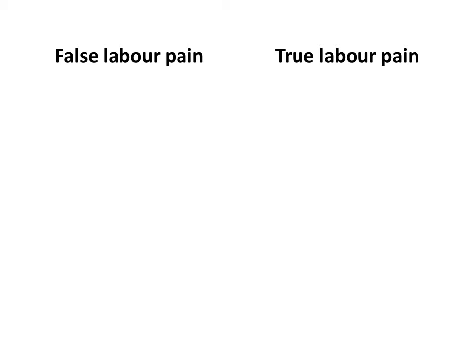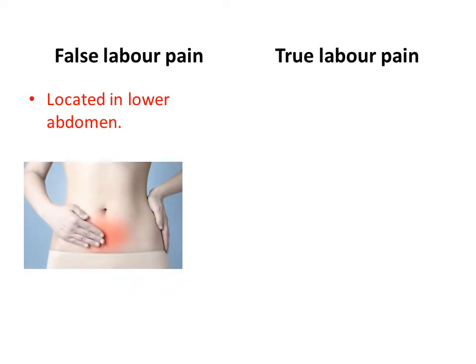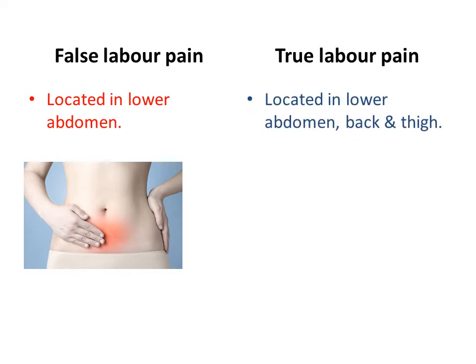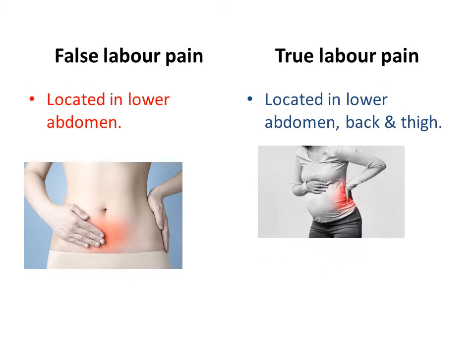Next we'll see where the pain is located. In false labor pain, the pain is felt only in the lower abdomen. In true labor pain, the pain is also located in the lower abdomen, but it will radiate to the back and the thigh. So in three regions the pain is located. Although the pain is in the same place, the patient will say my pain is going to the back and to the thigh.